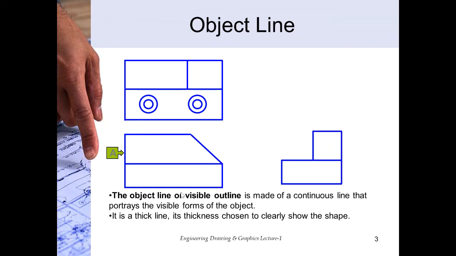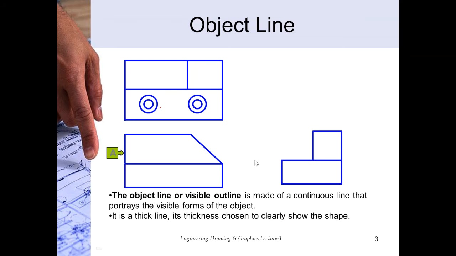So with the object line, basically this is the object line. This is a diagram of an orthographic projection of an object. As you can see in this projection, the blue lines are all these object lines. It is a thick continuous line. The object line or the visible outline is made up of a continuous line that portrays the visible forms of the object. It is a thick line. Its thickness is chosen to clearly show the shape.